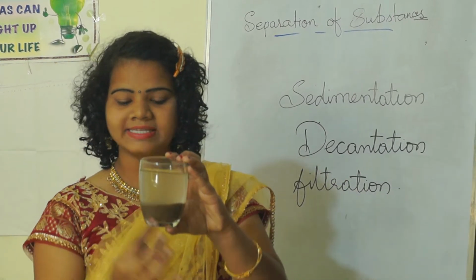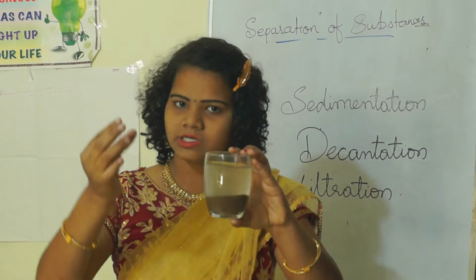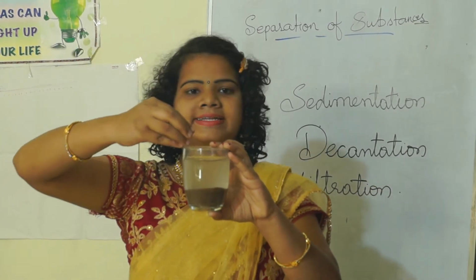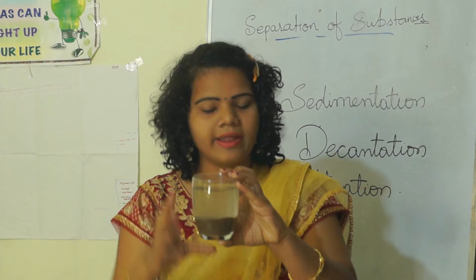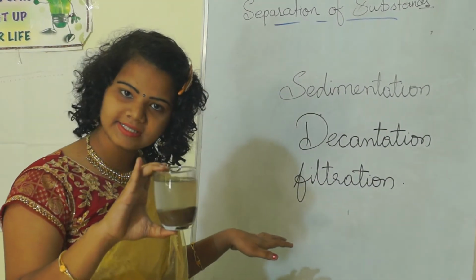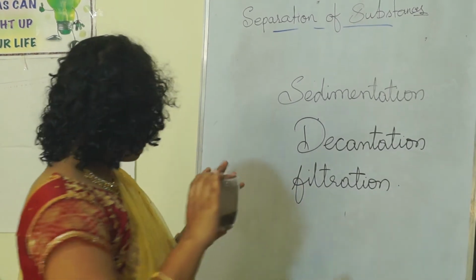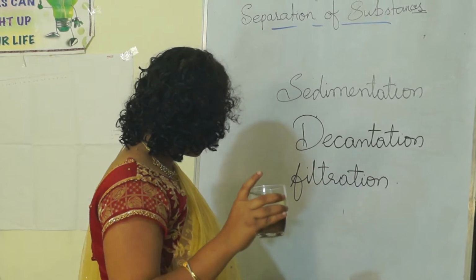Here you have the sand. The sand is heavy in weight, so the heavier component got settled down. This process is called the sedimentation process. And now you have the decantation process. So the second process is the decantation process.